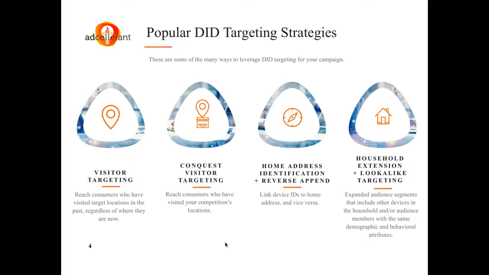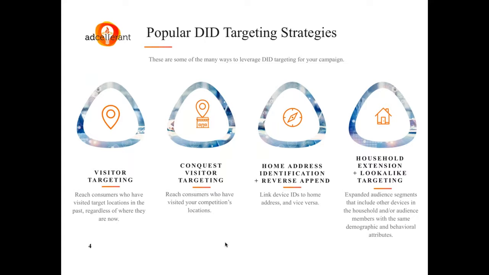We also have conquest visitor targeting. Again, this is leveraged in our world all the time, but it's a great way to offer this opportunity to those advertisers that are very conscious of conquest and competitive targeting. We also have home address identification and reverse append. This is, again, the comparable product for IP targeting and obviously has a much different wholesale cost at $8 versus the $11 that it's at currently.